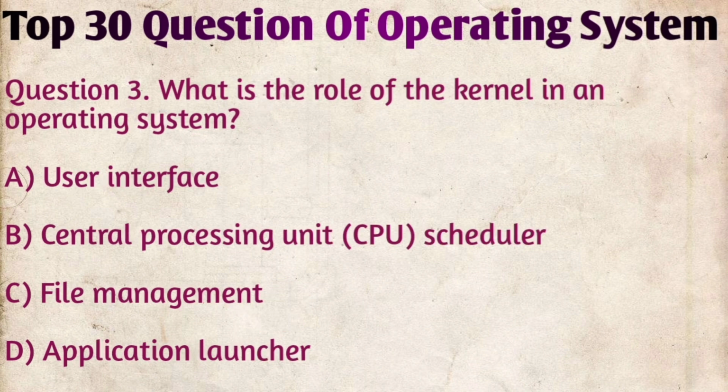Question 3. What is the role of the kernel in an operating system? A. User interface. B. Central processing unit CPU scheduler. C. File management. D. Application launcher. So the answer is B. Central processing unit CPU scheduler. So we are moved towards our next question.